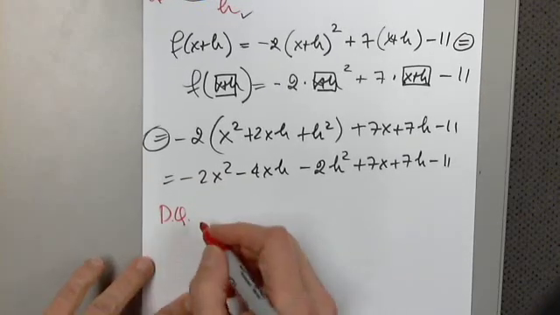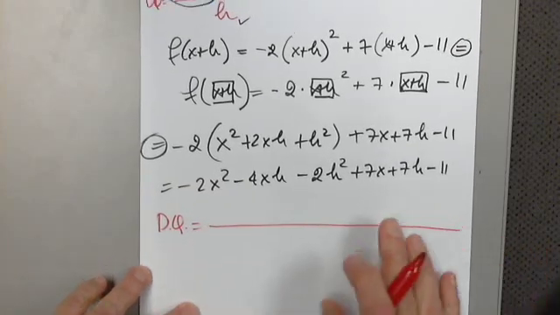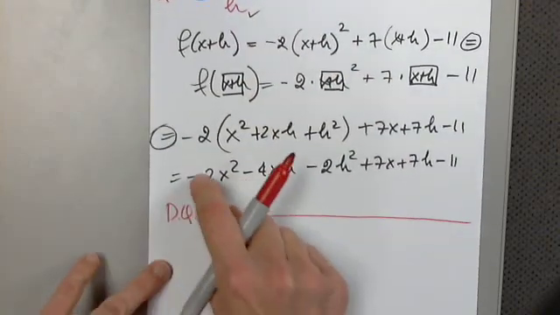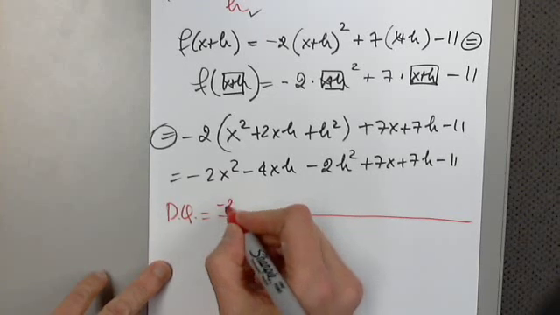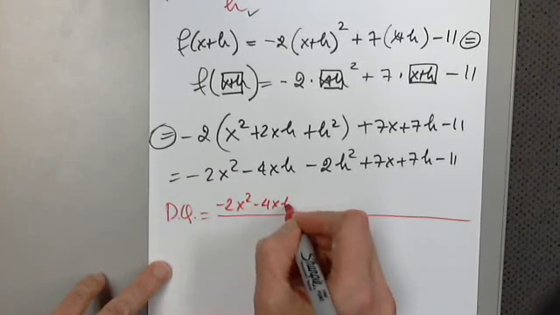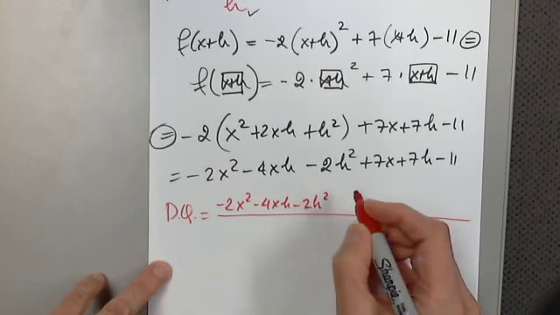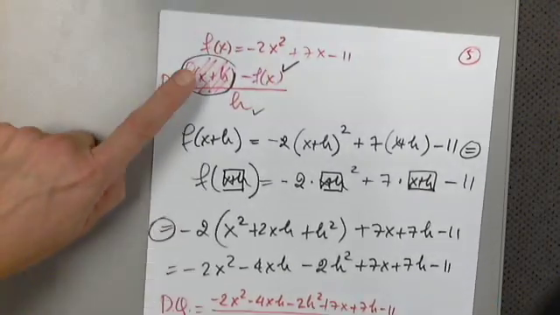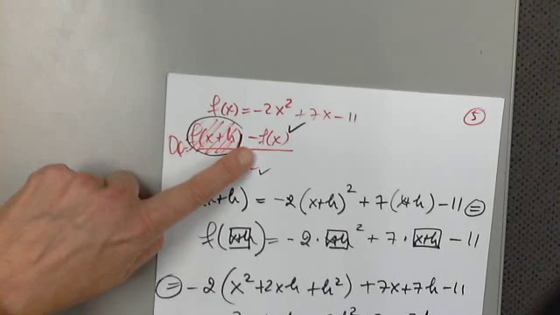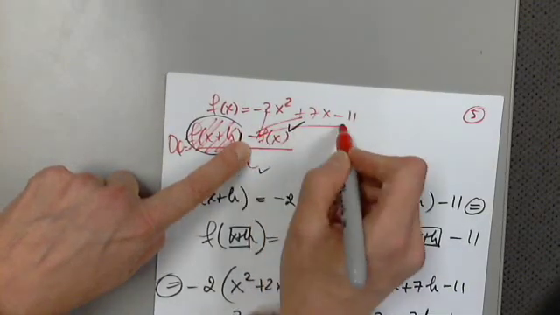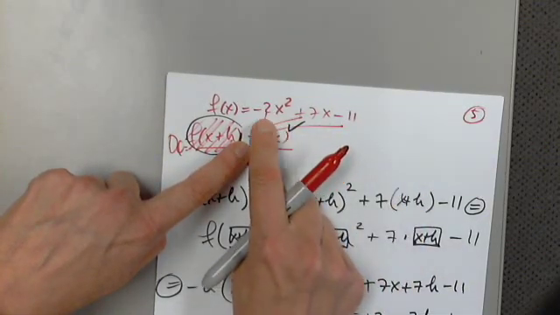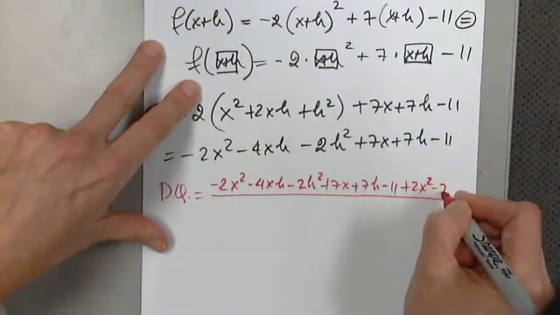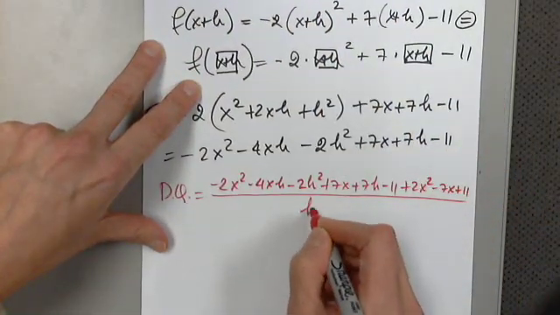Okay, so we're ready now to put together the difference quotient. I replace this piece by all this: negative 2x squared minus 4xh minus 2h squared plus 7x plus 7h minus 11. I only completed this. Now I distribute negative 1 to these 3 terms, and I get positive, negative, positive: plus 2x squared minus 7x plus 11, divided by h.